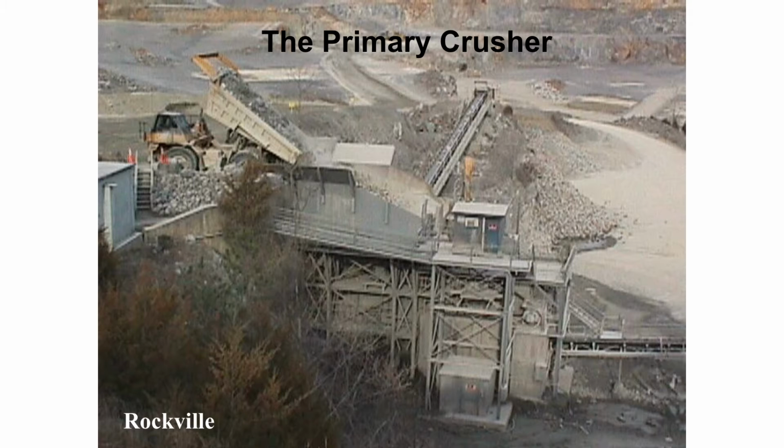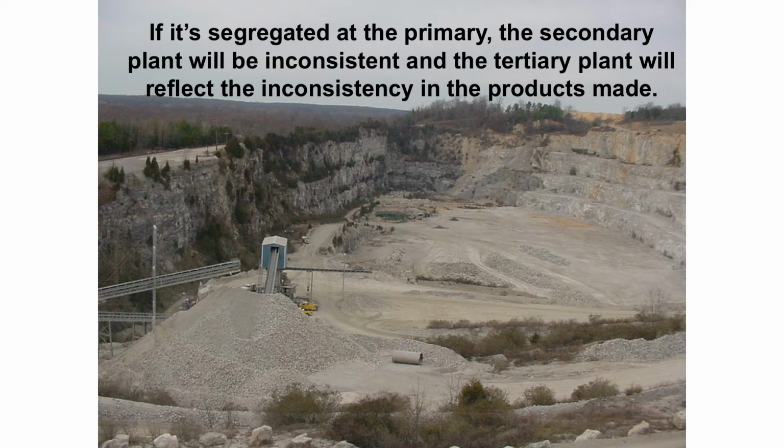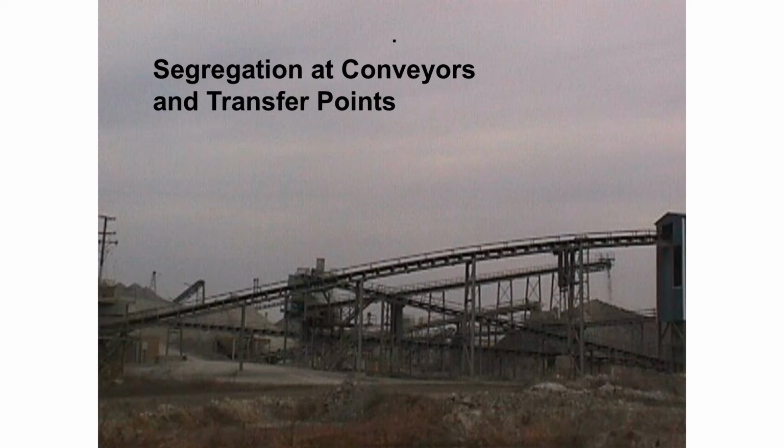There he is dumping into the primary crusher. If it's segregated in the primary crusher, in that stockpile, it's going to be segregated throughout the whole operation of producing these products. Transfer points, you can see all the conveyors in this operation, and every time that material goes from one conveyor to the next, we have an opportunity for segregation to occur.